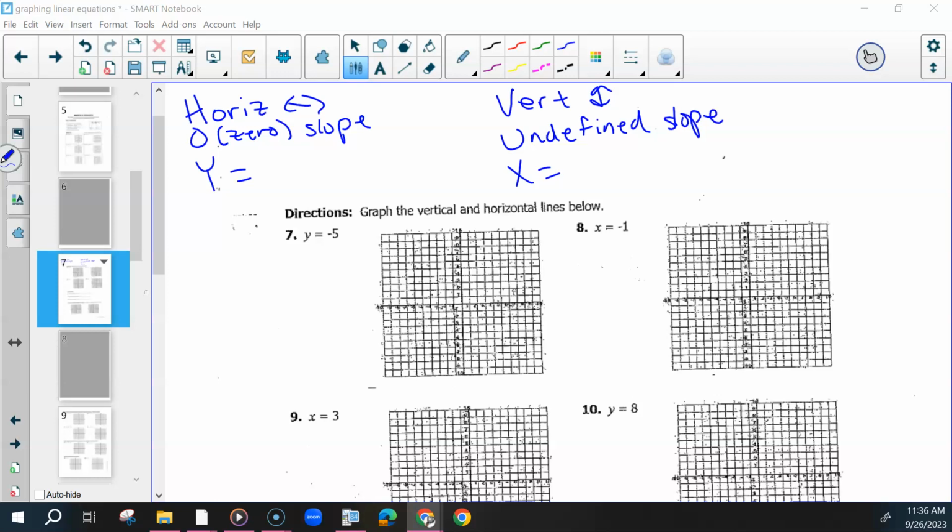So y equals is horizontal. So at -5 on your y-axis, the graph is a little hard to see, but try to find it through this group. So at -5, put a point, and then you're going to draw a horizontal line straight across. Horizontal, left and right.